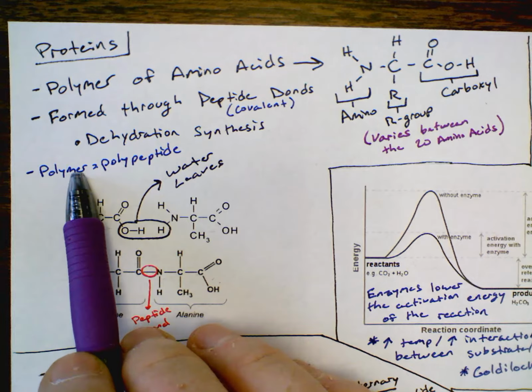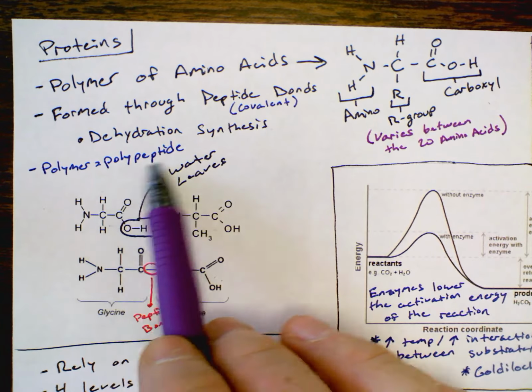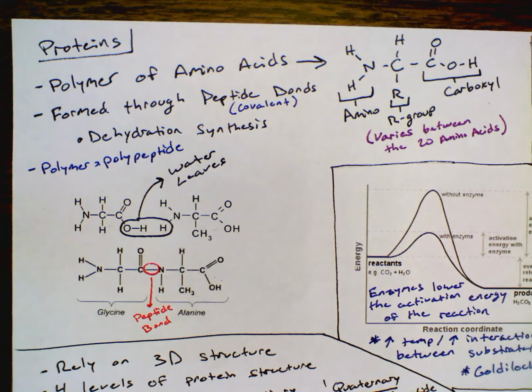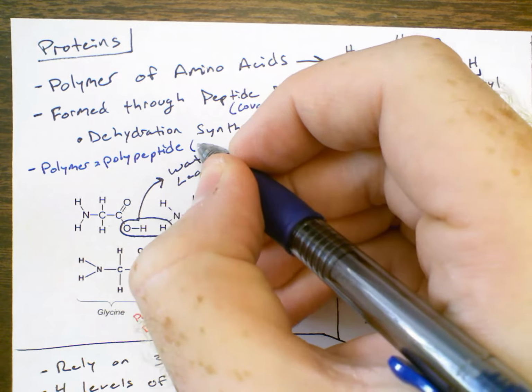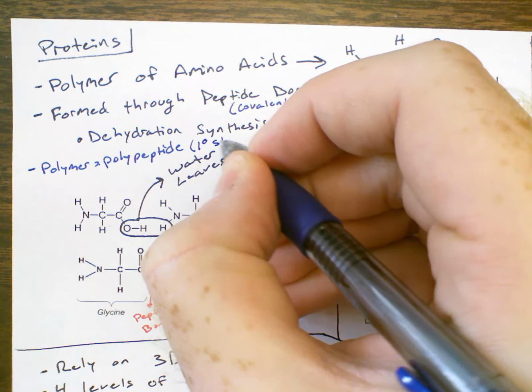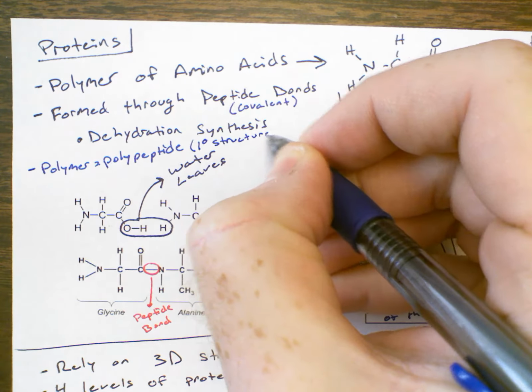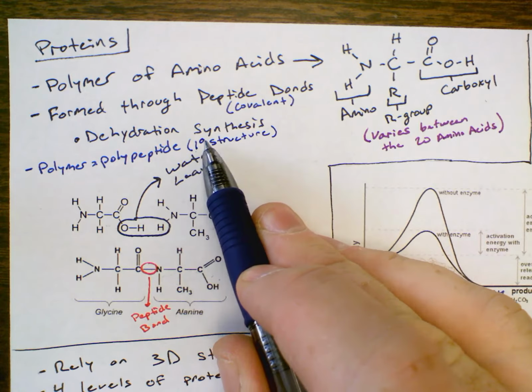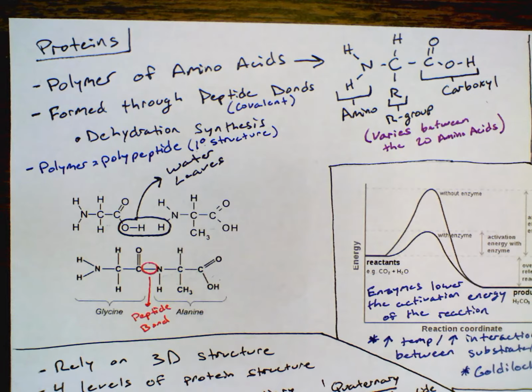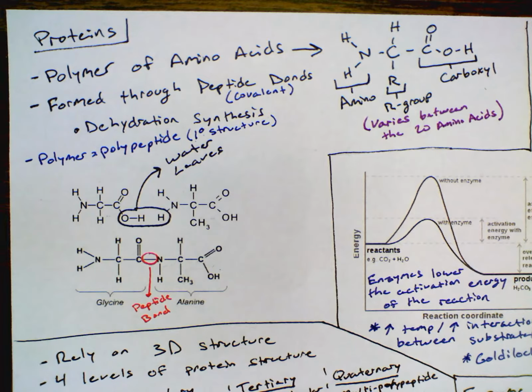The polymer of amino acids is called a polypeptide, and that is going to be the primary structure of a protein. Primary structure we show just by doing a 1 with a degree sign. That's going to be the primary structure of a protein. Okay. So, that's just the general monomer polymer stuff. So step 1 is getting a long chain of amino acids.